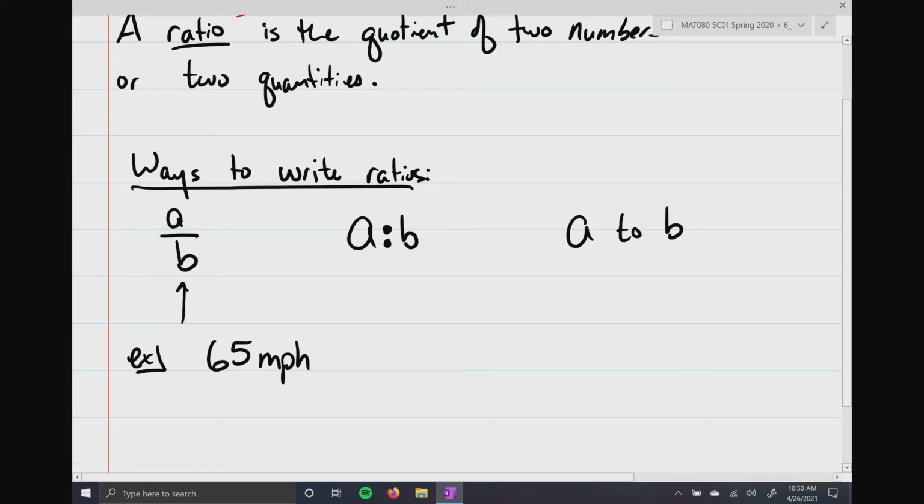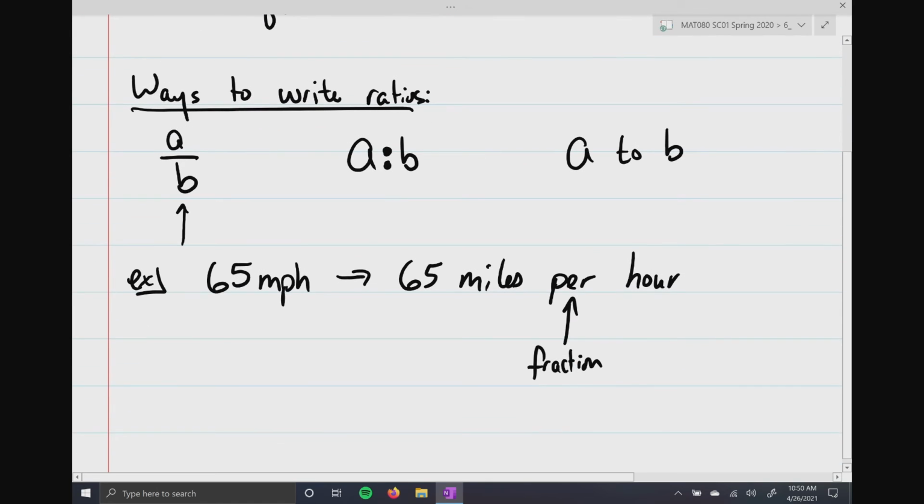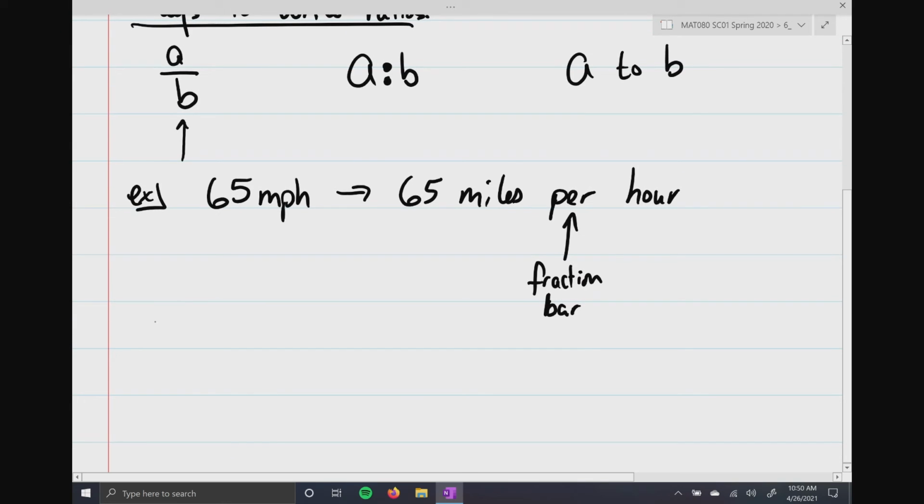Okay? This is a ratio. And this ratio is relating distance and time. So, if I really write this out, if I just show you exactly what I'm talking about, miles per hour. The word per means fraction bar. So what you're really saying is 65 over 1 hour. And there's our ratio right there.